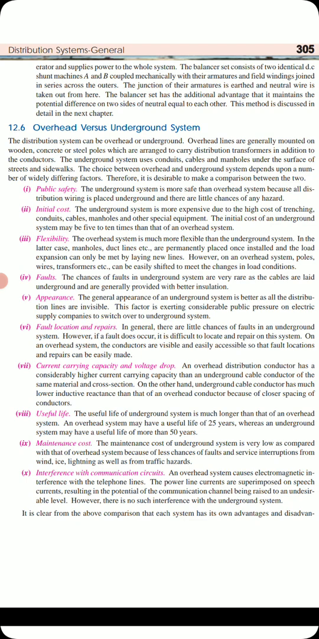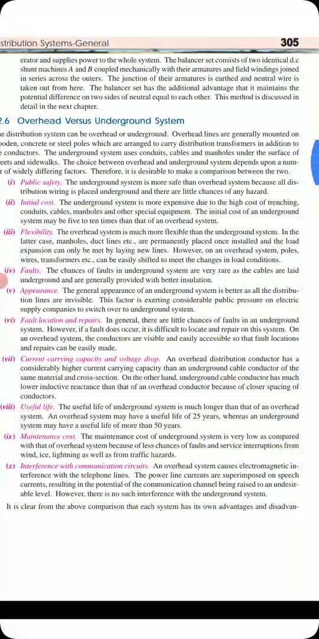Current carrying capacity and voltage drop. The overhead conductor has a considerably higher current carrying capacity than the underground cable conductor of the same material and the same cross section. On the other hand, the underground cable conductor has much lower inductive interference and reactance than the overhead conductors. Here, current carrying capacity is lesser, but inductive interference is less. So we can consider both advantage as well as disadvantage of the underground cable. Useful life. The useful life of underground cable is much longer compared to overhead lines. We can consider this as an advantage.